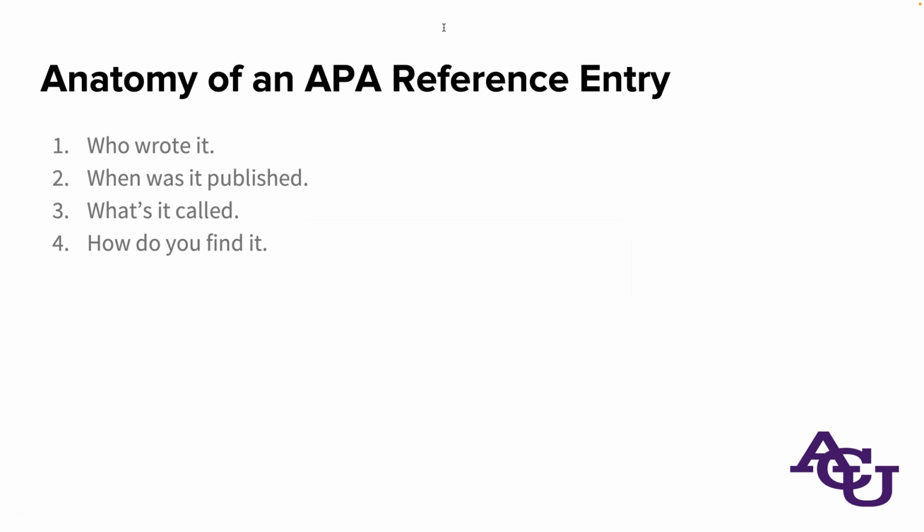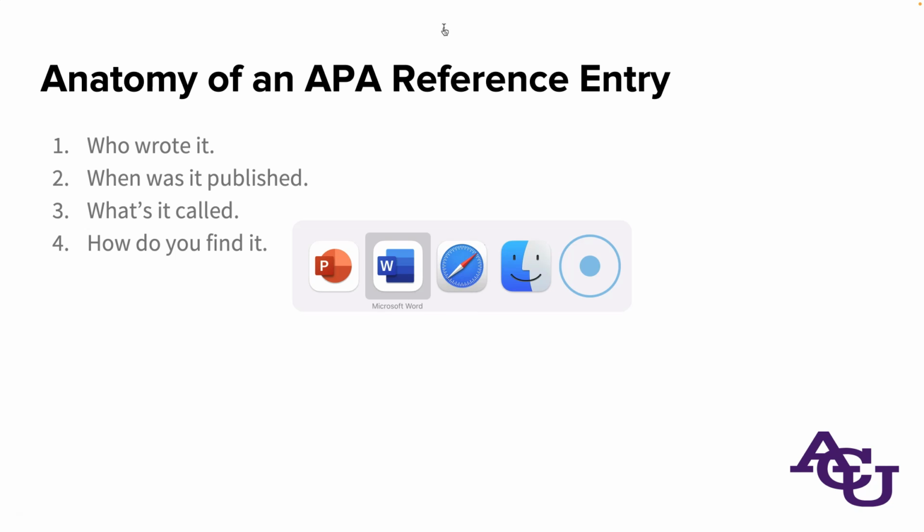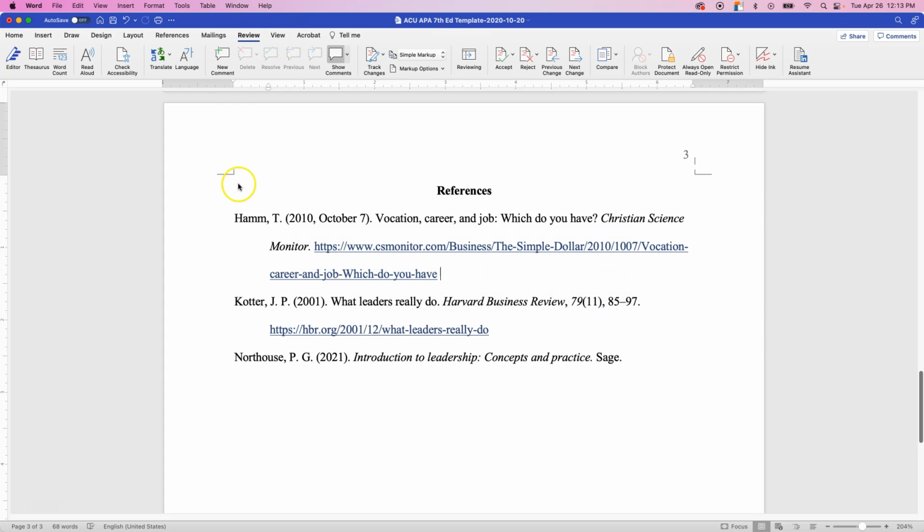All right, we are moving through this, and you can see it's still following that formula. Who wrote it? When was it published? What's it called? How do you find it? Who wrote it? T. Ham. When was it published? Here. What's it called? Here. How do you find it? In the Christian Science Monitor, here's a direct link to the website.